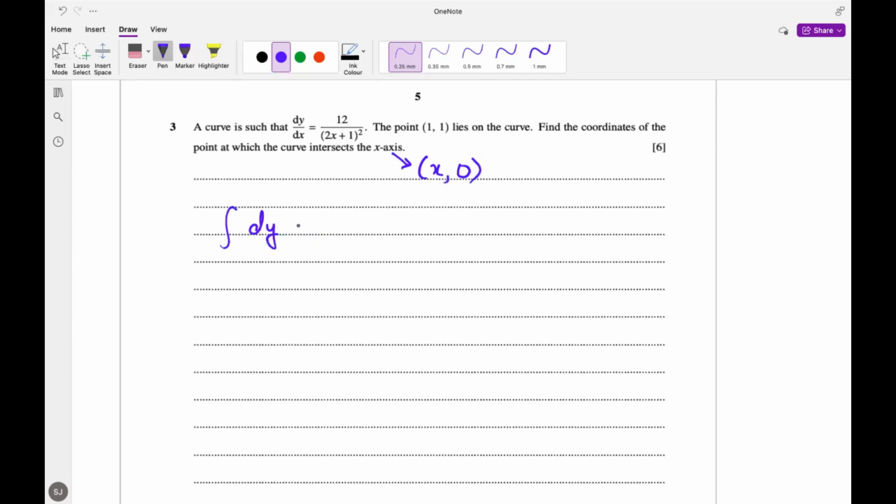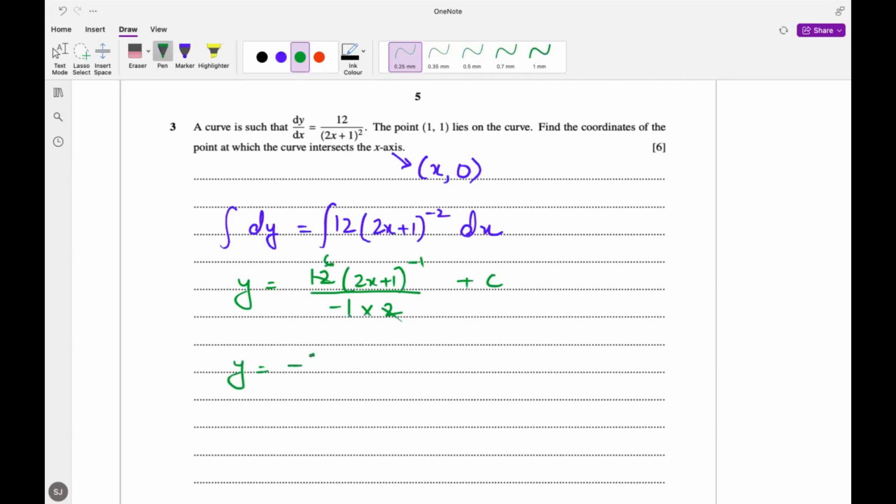To find the equation of the curve, we'll integrate the expression of dy/dx. So this will become dy = 12 (2x + 1)^(−2) dx. We'll bring the (2x + 1) whole squared in the denominator, and we'll put the integration sign. Integrating this, we'll get y = 12 (2x + 1), increasing the power by 1, this will become −1. We'll divide by −1 and multiply by the derivative of 2x + 1, which is 2, plus c. Simplifying this, y = −6/(2x + 1) + c.